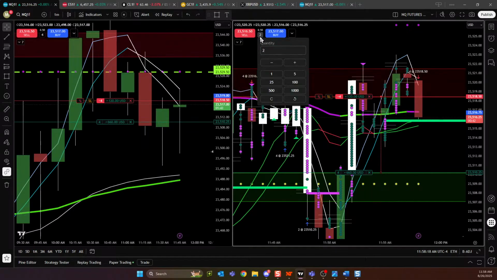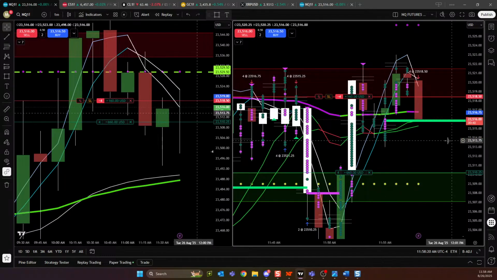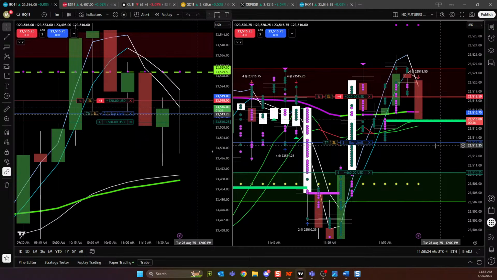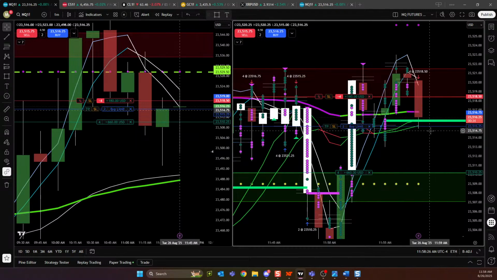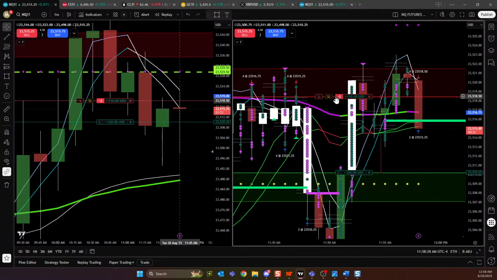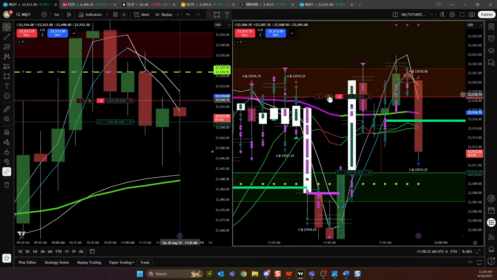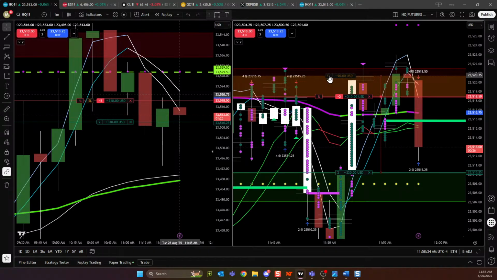I need to change my quantity to half of them. And then down here, since it's a sell, I'll put buy 2. And if it hits it, it'll take 2 contracts off, leave me with 2 contracts, and then I'm good to go.